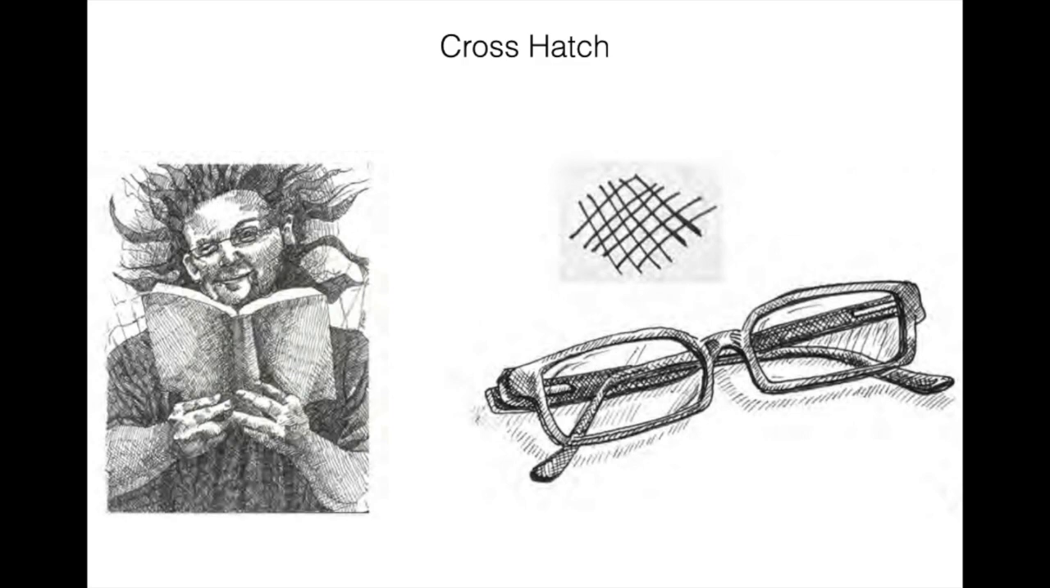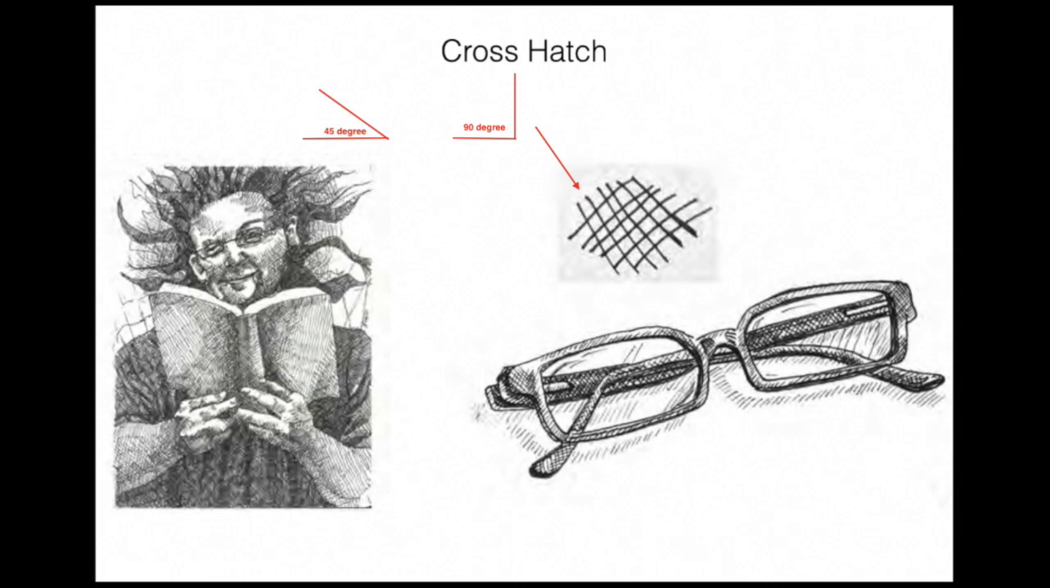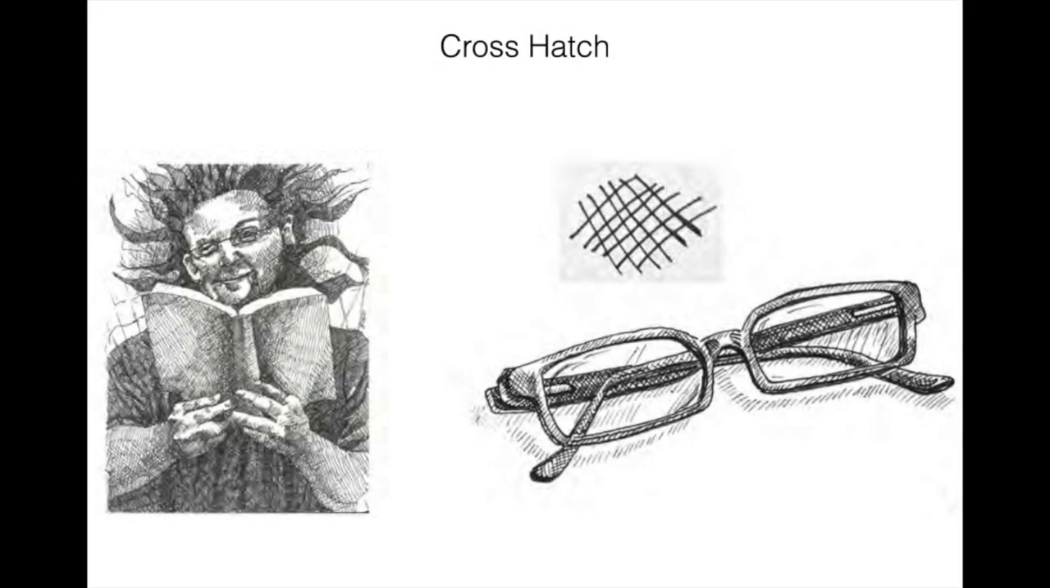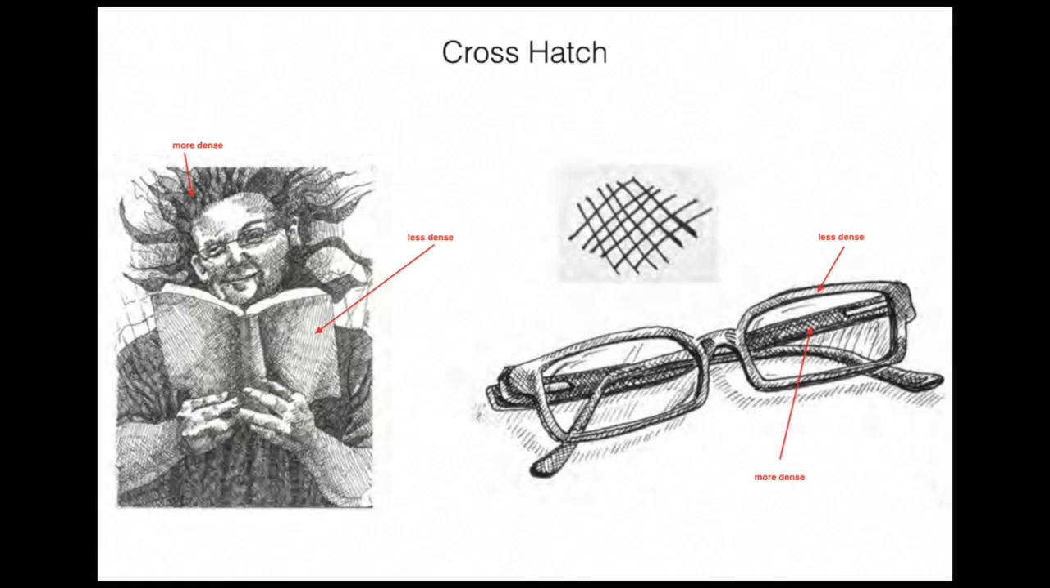Cross-hatching lines are the same idea as hatch lines, but they overlap. They don't necessarily have to be at a 45-degree angle or a 90-degree angle like this, but they can be. They just cross at some point rather than being all lines in the same direction. Again, the darker the tone just means that the lines are more densely layered on top of each other.